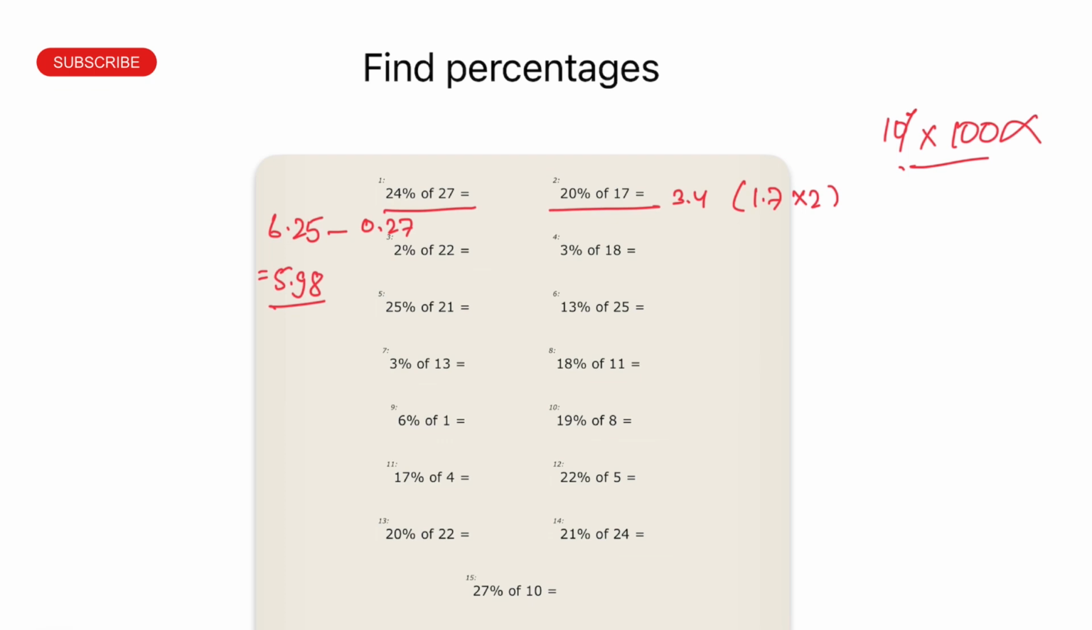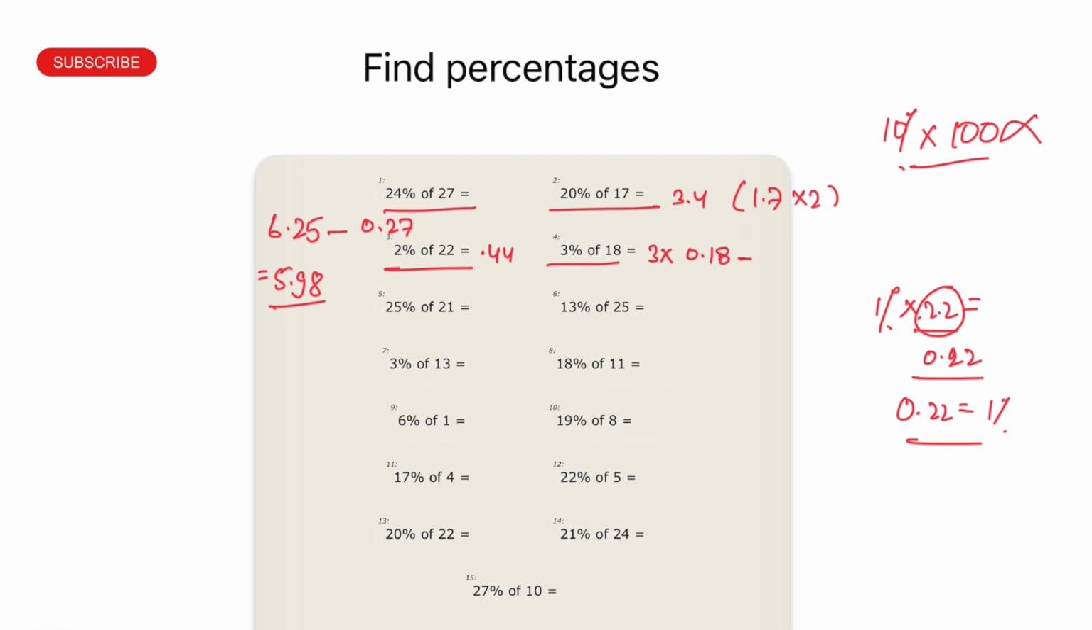Okay. So 2% of 22. What is 1% of 22? 10% of 22 is 2.2, and 1% is 0.22, right? So what will you do? 2% is 0.44. What is 3%? 3% of this. How will you do that? We will do 3 into 1%. What is 1%? 1% is 0.18, which makes it 0.54.